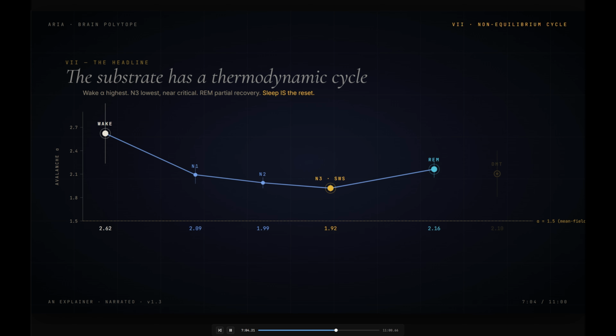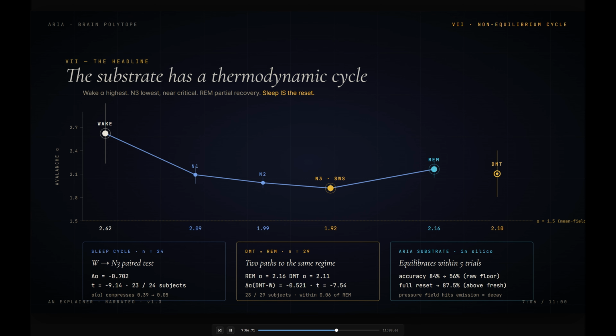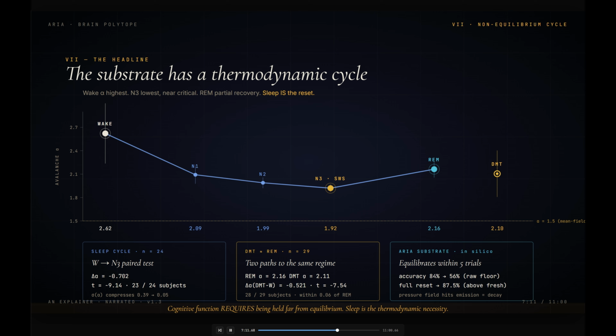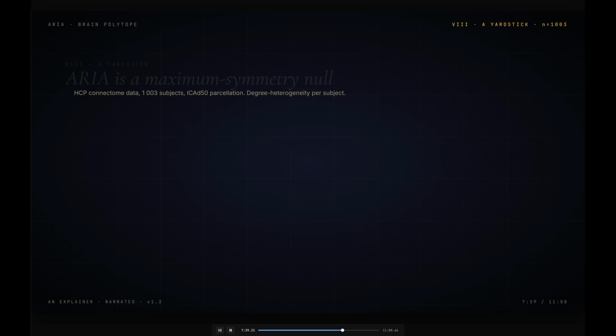The headline is the sleep cycle. Wakefulness appears far from equilibrium. N3 deep sleep moves closer to critical reset. REM partially recovers the regime. DMT appears close to the REM-like zone. The model suggests that sleep is not passive downtime. Sleep is thermodynamic maintenance. During waking life, the brain is held in a costly, constrained, far from equilibrium state. Over time, that state accumulates tension and drift. Sleep releases, compresses, and resets the system. In this view, biological cognition requires a cycle. Wakefulness drives the engine. Sleep prevents the engine from collapsing.